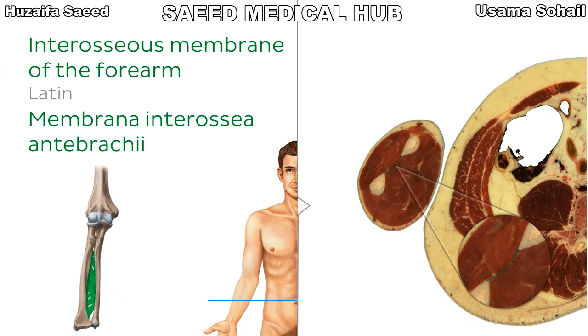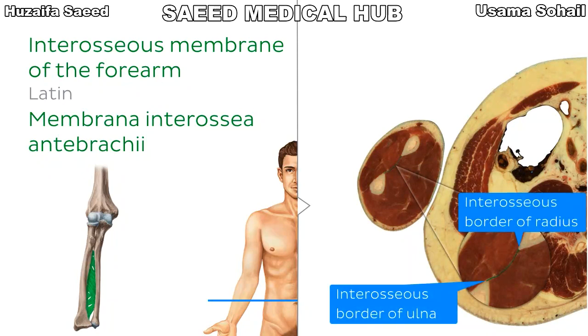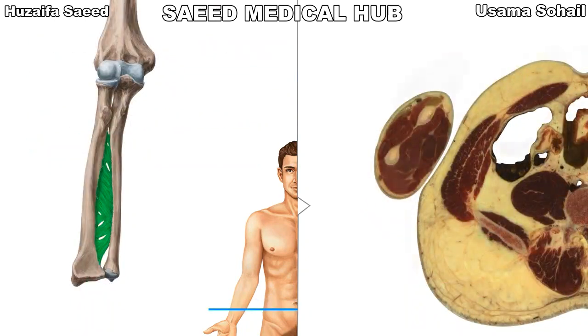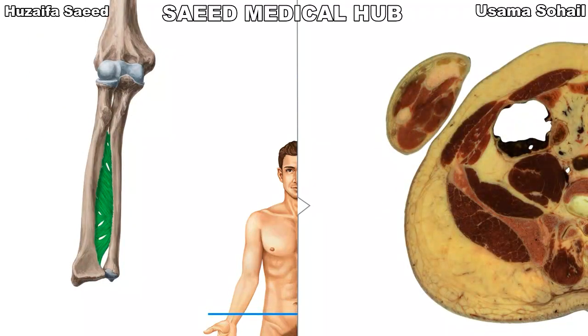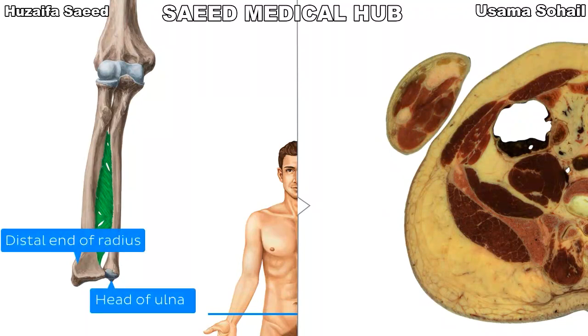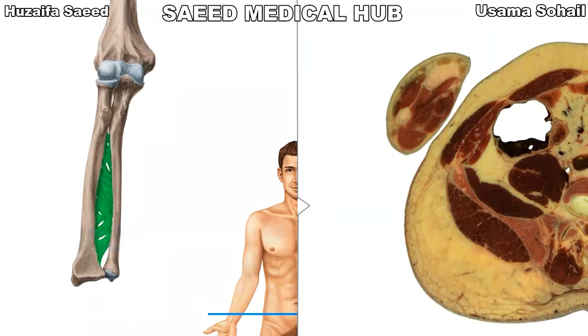The interosseous membrane attaches to both the radius and the ulna at the interosseous border of each bone, and you can see that just here. At the distal end of the forearm, the radius and the ulna will terminate as the distal end of the radius and the head of the ulna, respectively. And these two parts articulate with each other at the distal radio-ulnar joint.